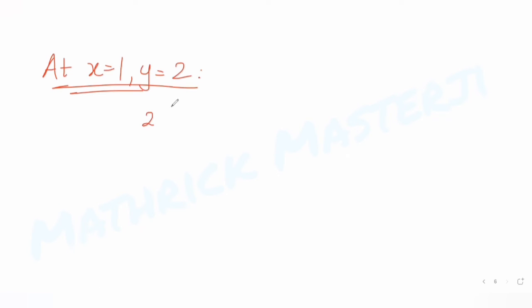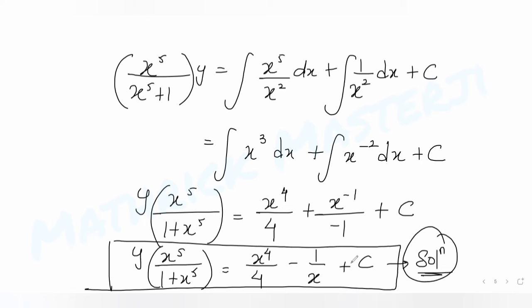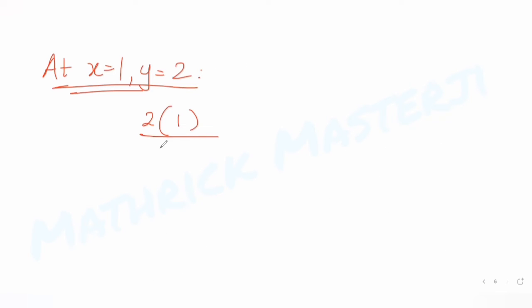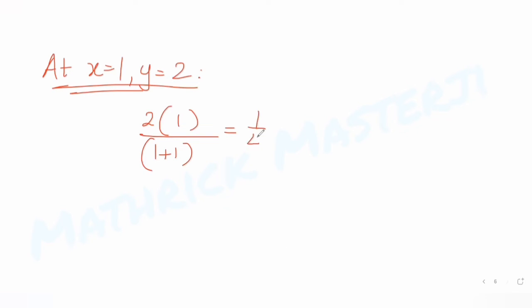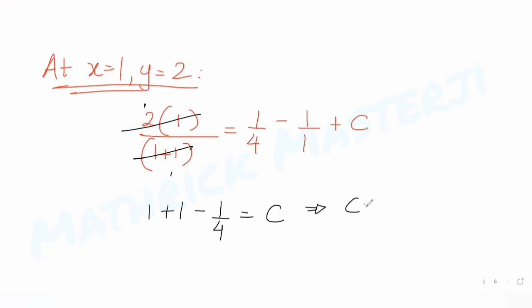So you get 2 times 1 raised to 5, which is 1, divided by 1 plus 1 raised to 5, equals 1 raised to 4, which is 1, divided by 4 minus 1 divided by 1 plus c. Further, it becomes 2 into 1, which is 2 divided by 2, so that cancels out and becomes 1. So 1 plus 1 minus 1/4 is c. So c becomes 2 minus 1/4, that is 8 minus 1, 7 over 4.